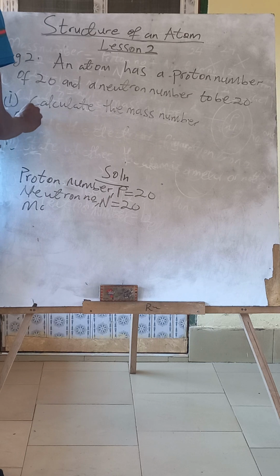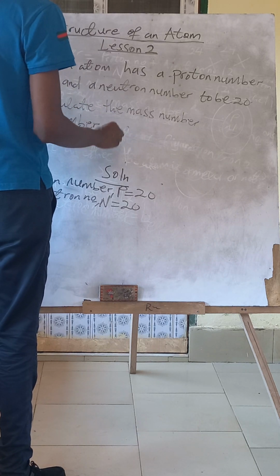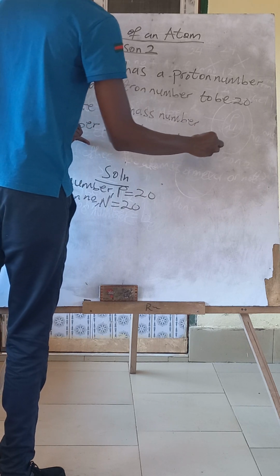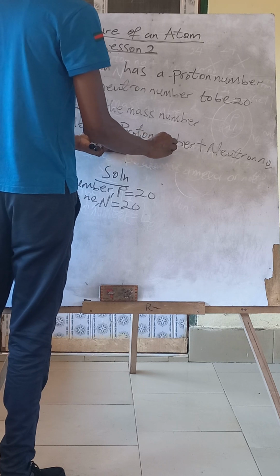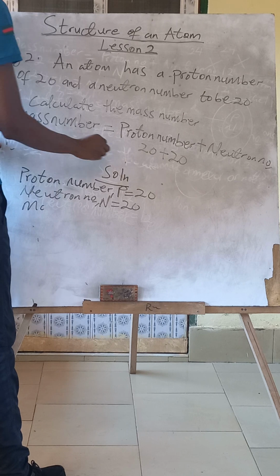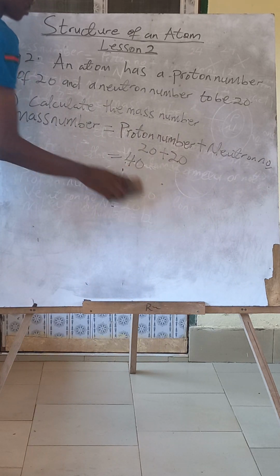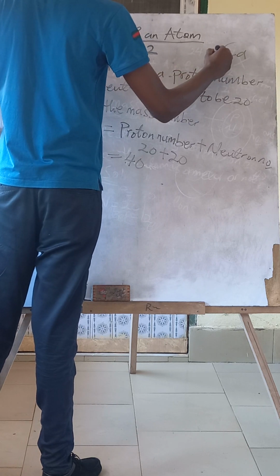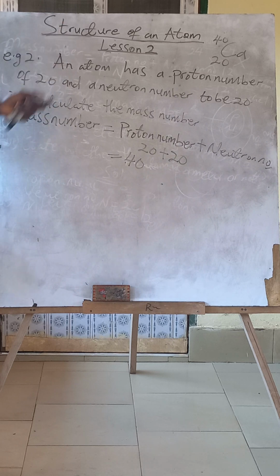So, mass number. In lesson 1, I gave you 3 formulas for the mass number. Mass number equals the proton number plus the neutron number. The proton number is 20. The neutron number is also 20. So the mass number will be 40. This element is called calcium, with atomic number 20 and a mass number of 40. When you consider the first 20 elements, this is the last element.